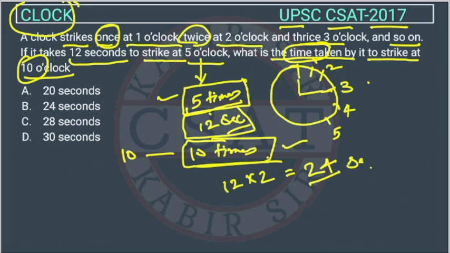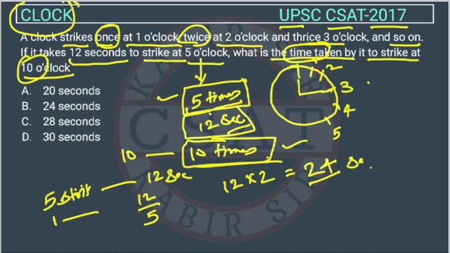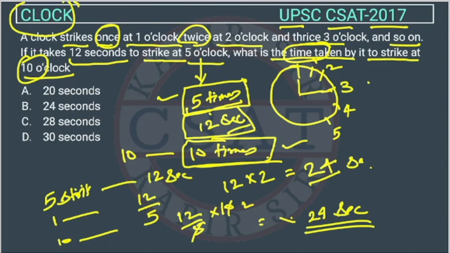Otherwise you can use the unitary method also, right. How we will do that: for 5 strikes it is taking 12 seconds. So for 1 strike it will take 12 upon 5, and for 10 strikes, because at 10 o'clock there will be 10 strikes, how much time will it take? 12 upon 5 into 10. So 5 2s, so this is 24, right. So the answer is 24 seconds. So he is asking what is the time taken by it to strike at 10 o'clock, right. So it will take 24 seconds. So the answer is option B.